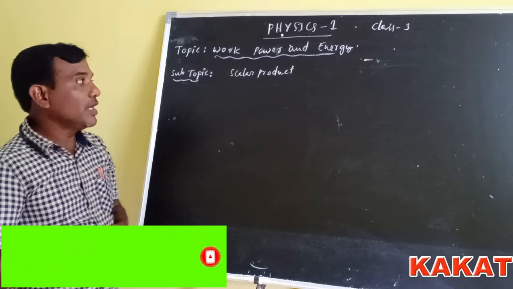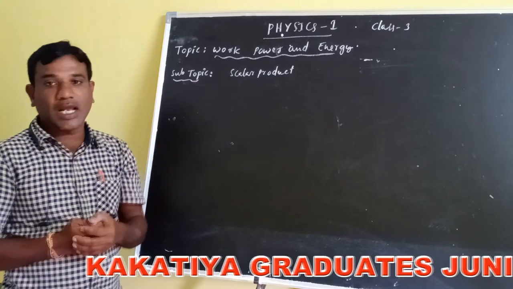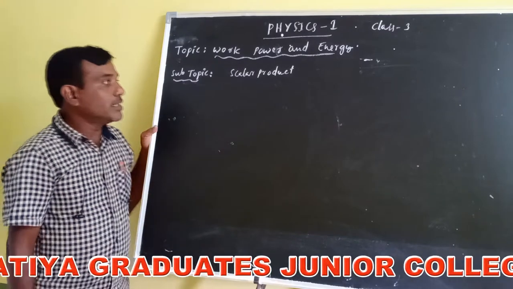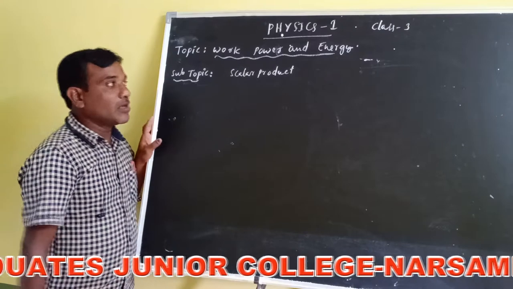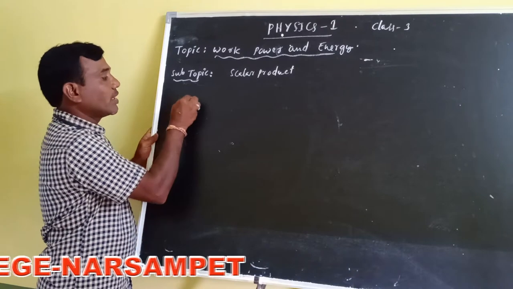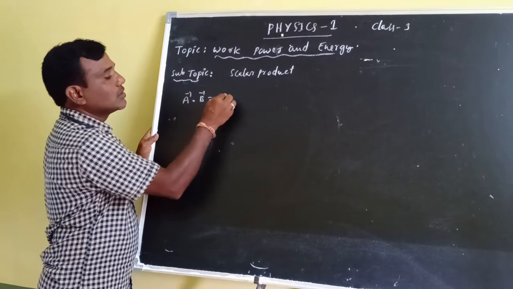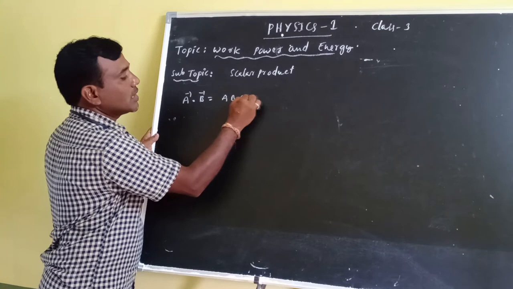Physics work class 3. Now the topic is work, power and energy. Subtopic: scalar product. Already discussed, now we talk about the scalar product. What is the scalar product? For two vectors, we can write A vector dot B vector is equal to AB cos theta.